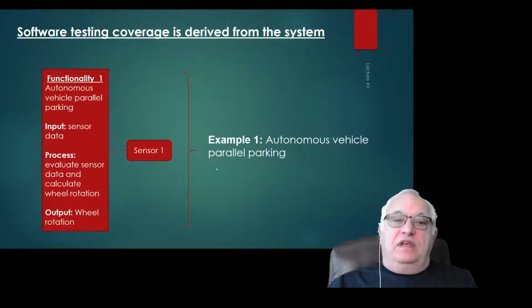So that's what we're going to analyze. We have autonomous parallel parking. Sensors provide information to your software, and your software, based on the information from the sensor, gives commands to an actuator that will rotate the wheels. So let's analyze this.